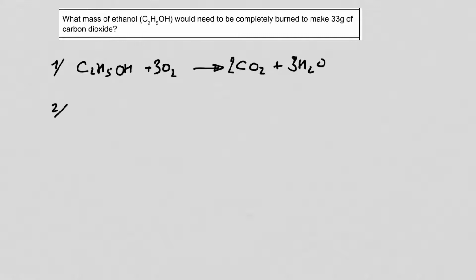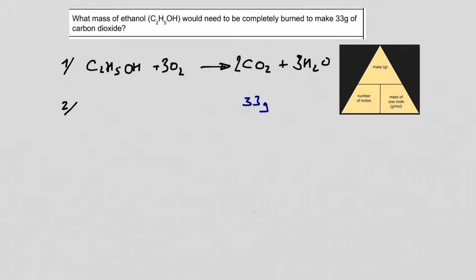That's the first step. Step number 2 is to look at what we've got information on, and you see we've got information about the carbon dioxide. And bearing in mind we've got 33 grams of carbon dioxide, from the grams you can work out the moles using the molar mass. So if you look at this equation here, we've been given the mass of carbon dioxide. We can work out the mass of 1 mole of carbon dioxide using the formula in the periodic table, which means we should be able to get the number of moles of carbon dioxide.